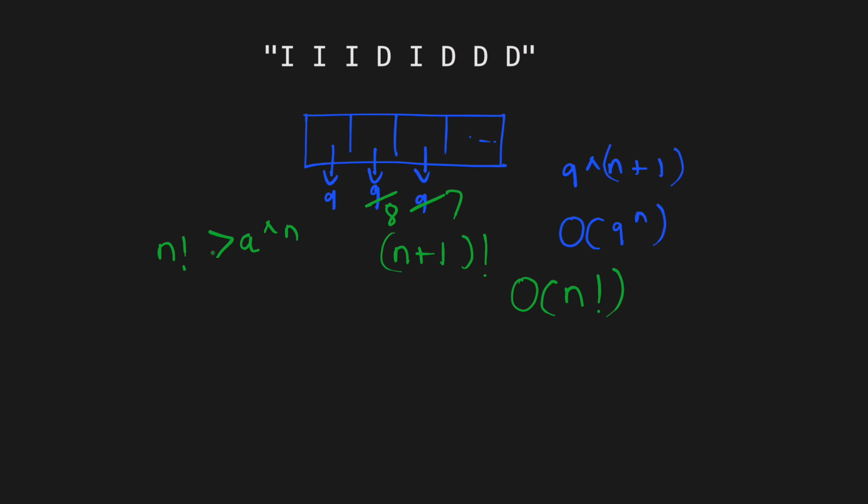However, in this problem, given the constraint that n is less than or equal to 8, factorial time complexity will be less than exponential time complexity. And given the constraint, this solution will be accepted as well.